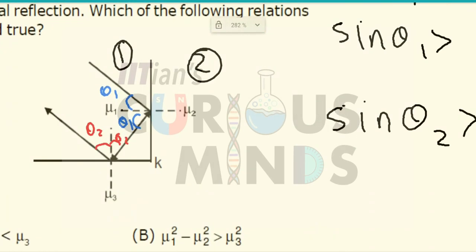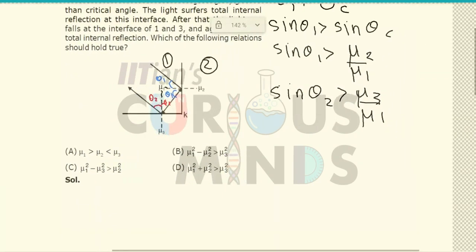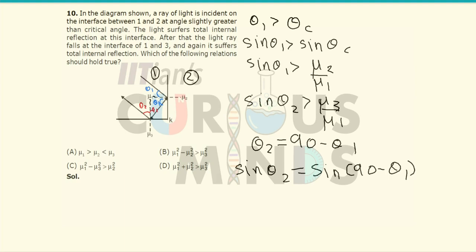But if you see, if I close this part, I can say that theta 1 plus theta 2 will be equal to 90 degrees. So theta 2 will be equal to 90 minus theta 1. Basically sin theta 2 will be equal to sin of 90 minus theta 1, and sin of 90 minus theta 1 is equal to cos theta 1. So sin theta 2 will be equal to cos theta 1.